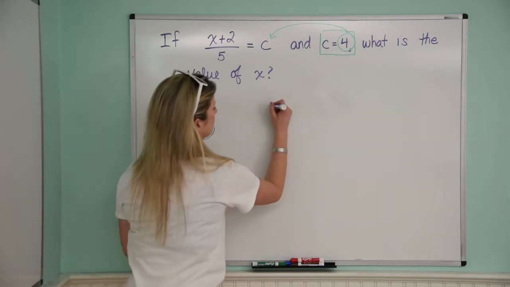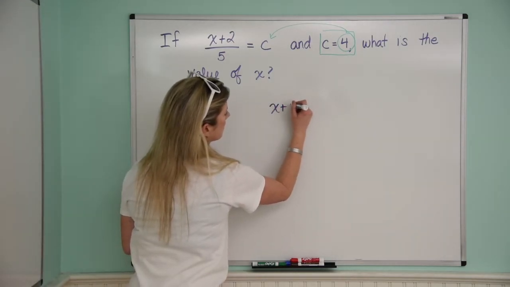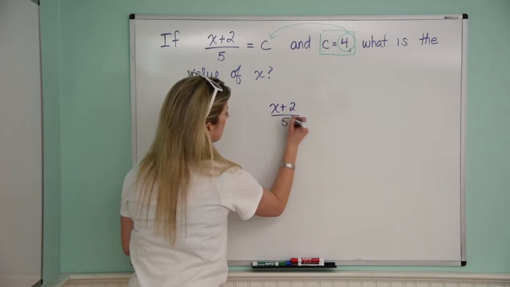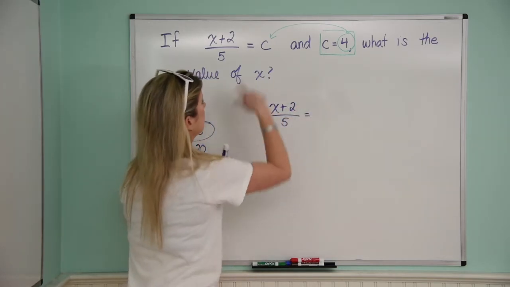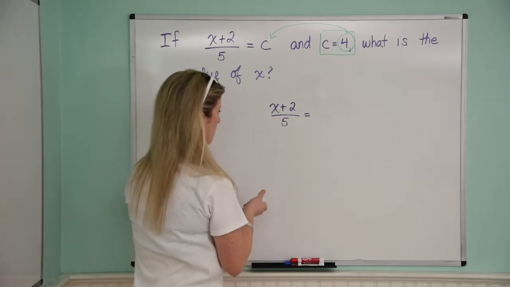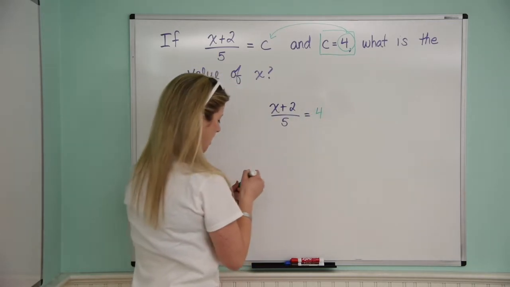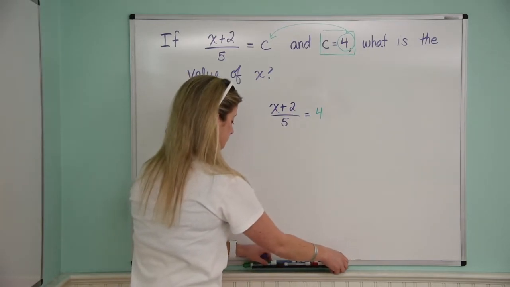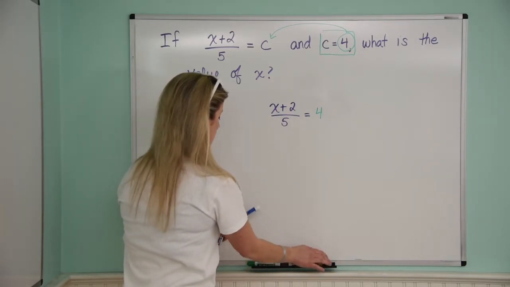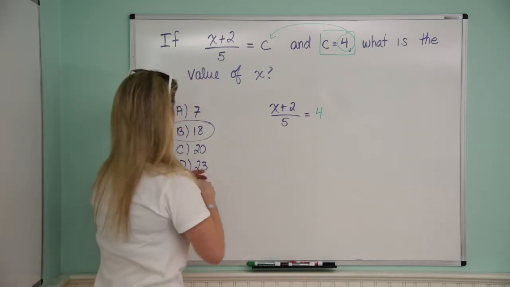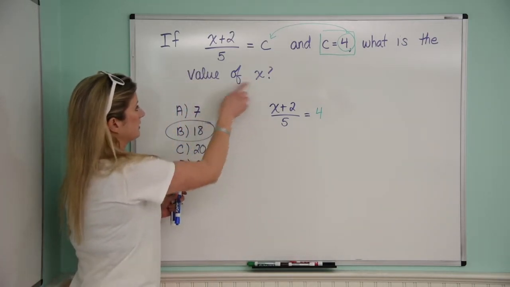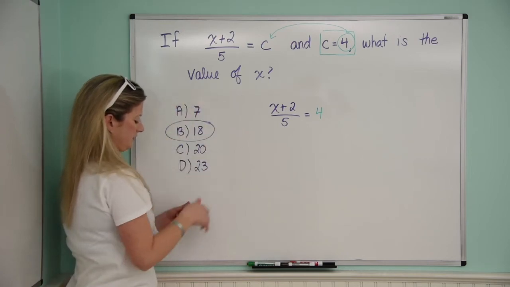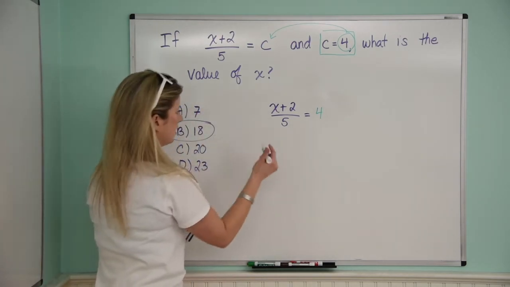We say that x plus 2 over 5 equals, and we said c is 4, so let's put it in there. Now we are going to start plugging stuff in. We're going to plug in 7 for x, because it says, what's the value of x? So these are all my possible x values. We're going to see which one's correct. So let's start with 7.